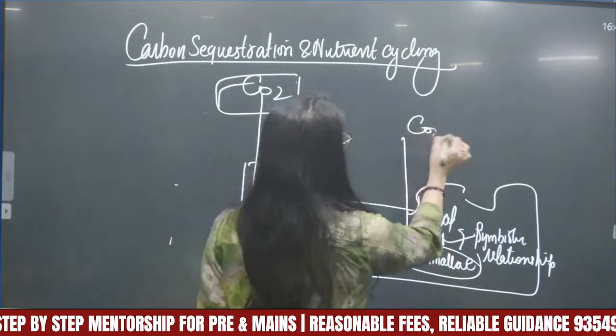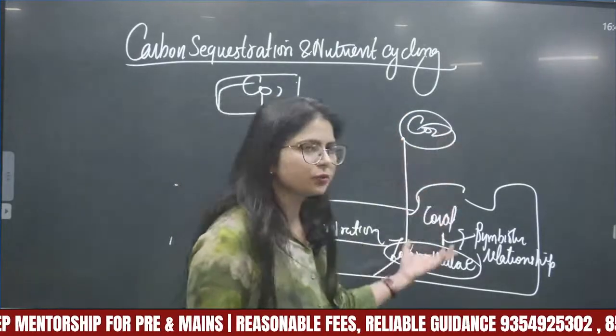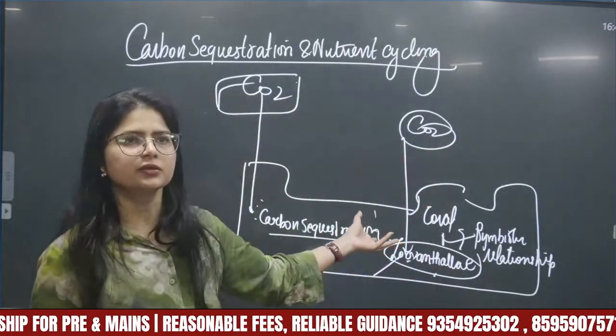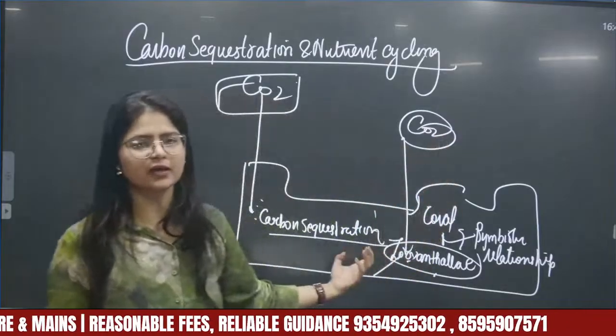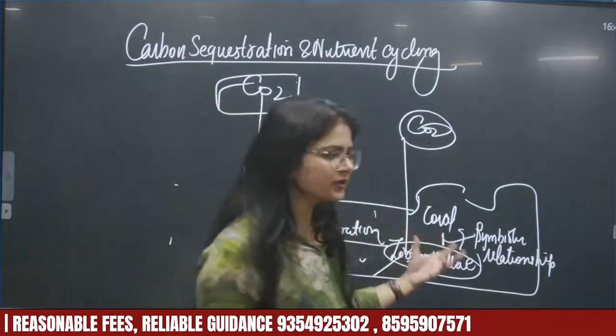CO2 को यूज करके ही वो क्या प्रोड्यूस करेंगे? फूड. जब जितना ज्यादा CO2 यूज करेंगे, O2 रिलीज करेंगे. जस्ट लाइक प्लांट्स CO2 यूज कर रहे हैं, they are using the CO2. It's an act of a carbon sink. This is acting as a carbon sink. So this is an important carbon sequestration.